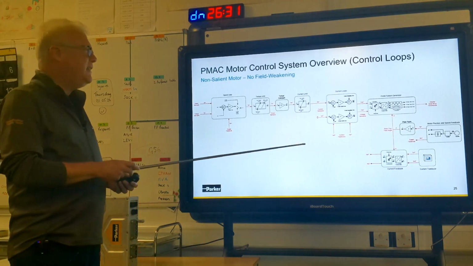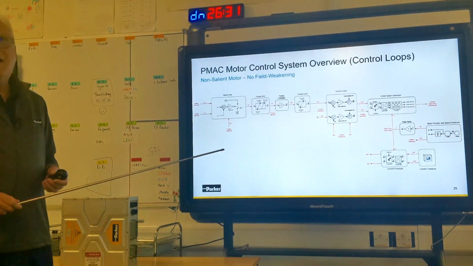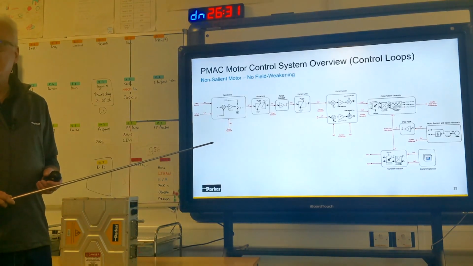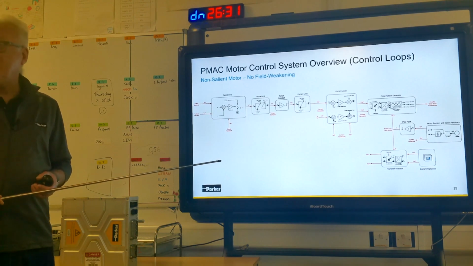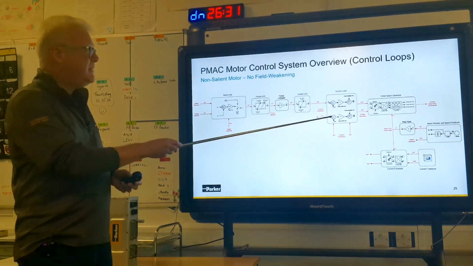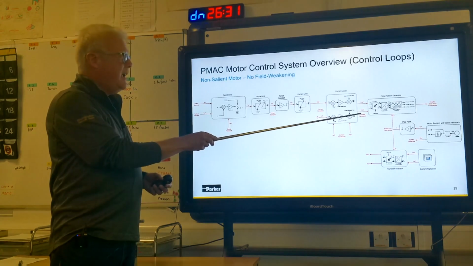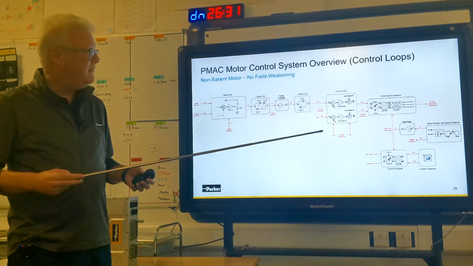I could have put in another feed-forward term on the Q-axis for the back EMF. It's perfectly legitimate to do. Or if you've got a PI regulator, you can just let the integral term track the back EMF. That's also acceptable as well. And what's going to come out of that is voltage demands. These are going to be in the D and Q reference frame, so they're VD and VQ.